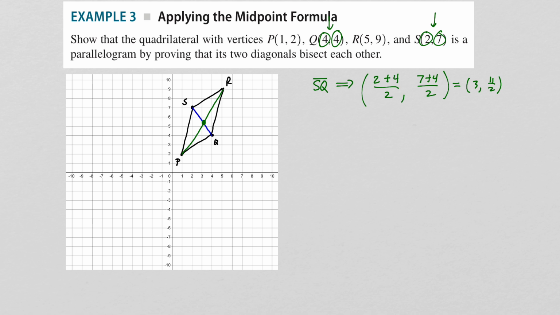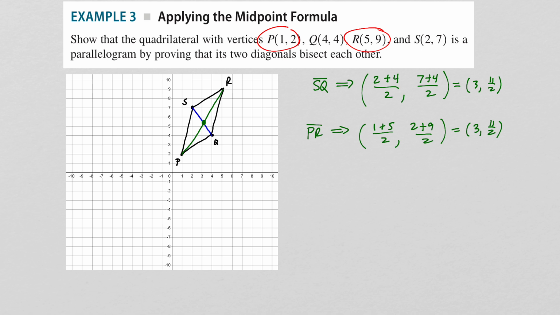Now let's take a look at PR, and we'll do the same thing here. We'll just take the midpoint of P and R. So if you look at point P and point R, the midpoint there is going to be 1 plus 5 divided by 2, and then 2 plus 9 divided by 2. And this is the same thing, 3, 11/2.